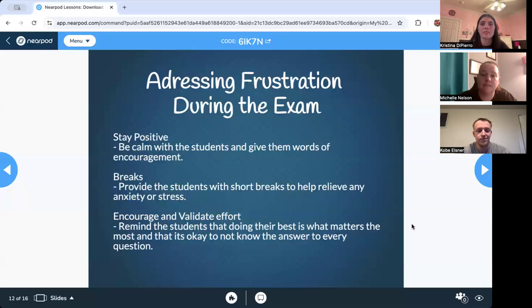Right, so next is addressing frustration during the exam. We could first do this by staying positive, being calm with the students and giving them words of encouragement. Also breaks. Providing them with short breaks can help to relieve any anxiety or stress that they may have. Also encouraging and validating efforts, reminding the students that doing their best is what matters the most and that it is okay not to know the answer to every question.